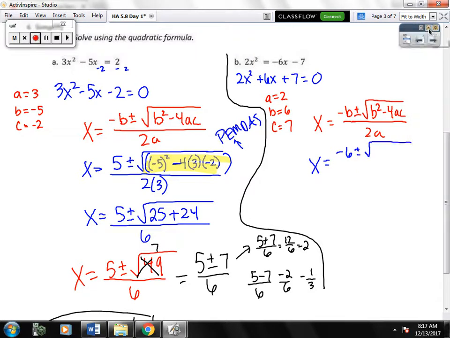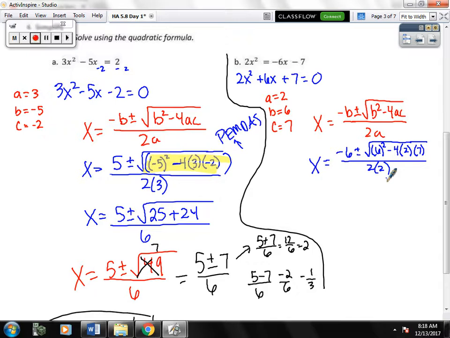Again, I always am overly safe and I use parentheses everywhere. So this would be 6 squared minus 4 times 2 times 7 all over 2 times 2. And then you're literally just simplifying everything under the square root.